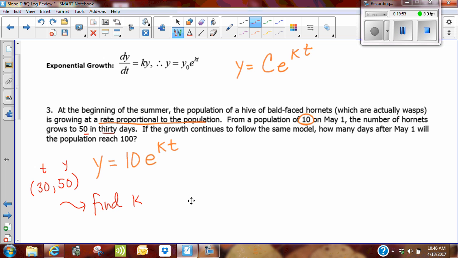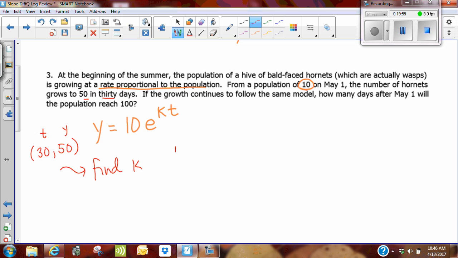You got that? That's exponential. I would plug in 50 here. Yes, you have to divide by 10. So you would divide by 10, natural log both sides.